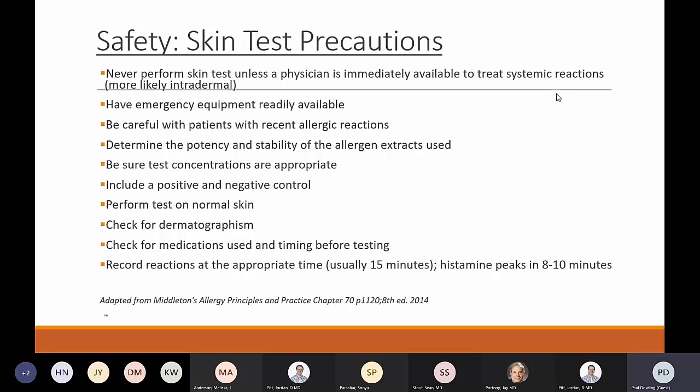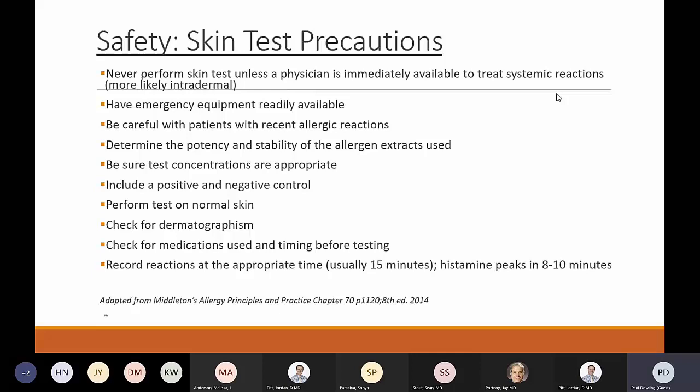Check medications used and timing before testing, and record reactions at an appropriate time, which is usually 15 minutes. If you are concerned that someone's been on a medication that may interfere with skin testing and you're not sure how long they've been off it, you can just place a histamine control first along with saline. And histamine actually peaks within 8 to 10 minutes. So within 10 minutes, you can decide if you can go ahead and do the rest of the skin testing if you have any concerns about that.